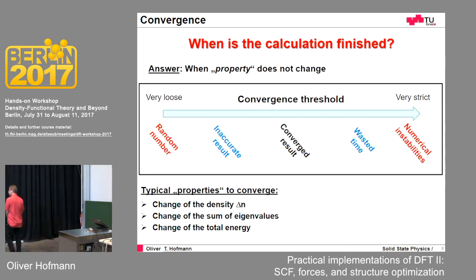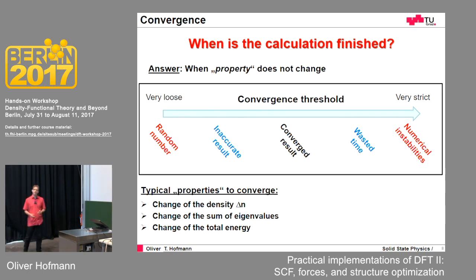Let me briefly digress. What are the typical properties that we converge within our SCF cycle? Well, we're using mostly FHI-aims here, so I use the 3 convergence parameters of FHI-aims as an example. We have the change of the electron density, we have the change of the sum of the eigenvalues, and we have the change of the total energy. These are typical convergence criteria, typical exit criteria for the SCF.